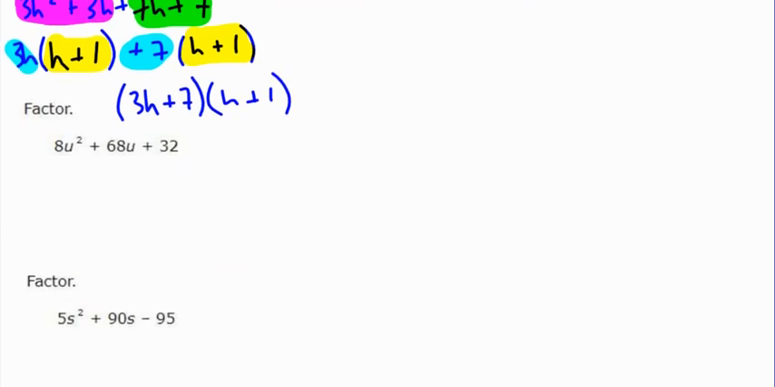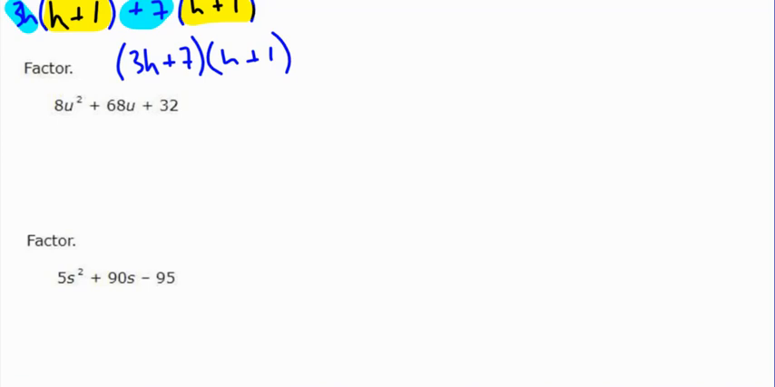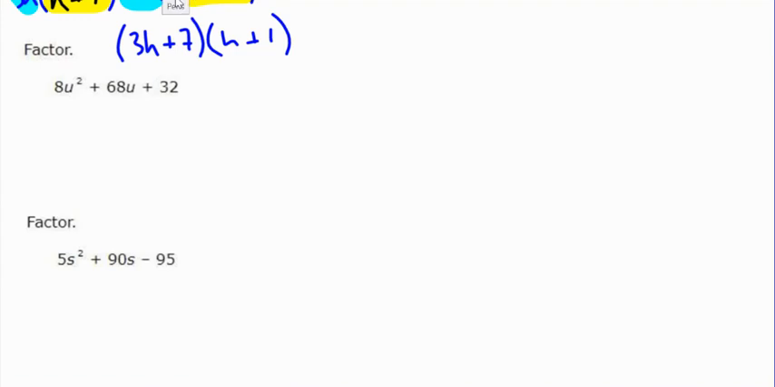Okay, this next one, 8u squared plus 68u plus 32. So first off, I think we can factor out our greatest common factor. Let's try that first. Between 8, 68, and 32, I think just 2. 2 can go into all of those. So 2 goes into 8 4 times, 2 goes into 68 34 times, and 2 goes into 32 16 times.